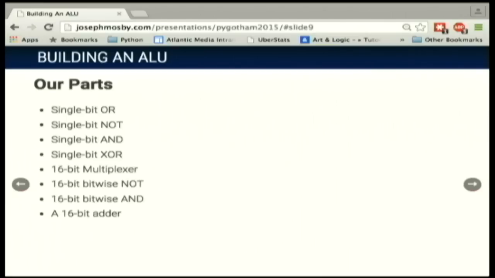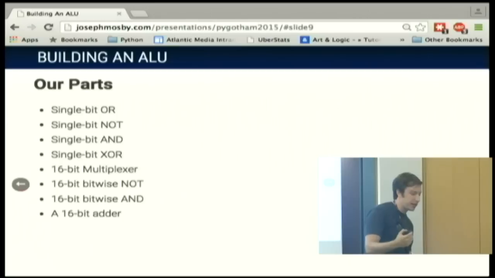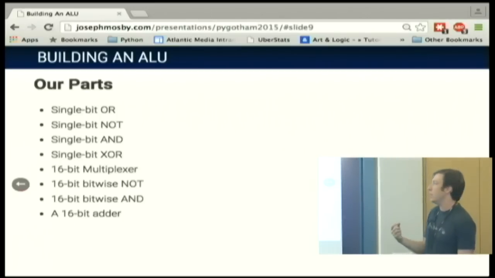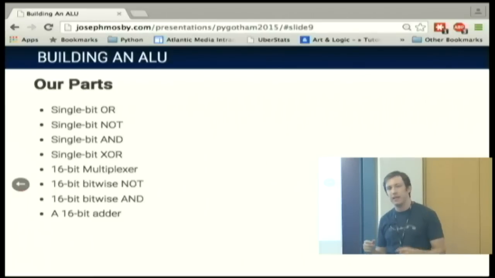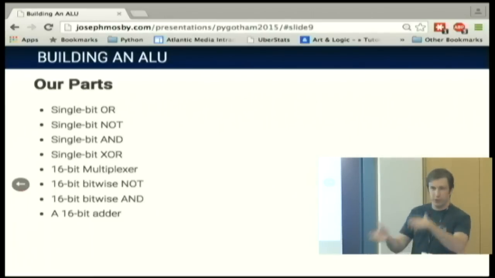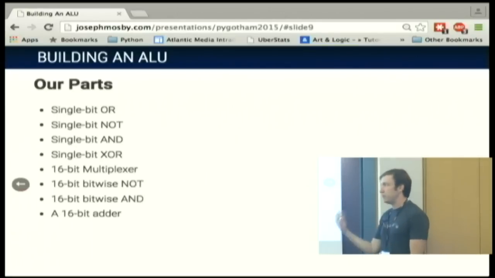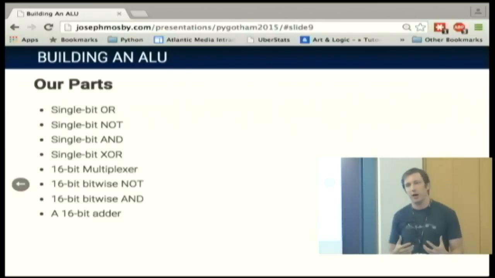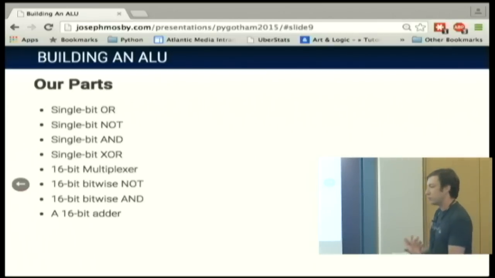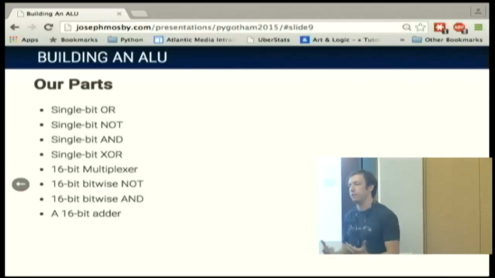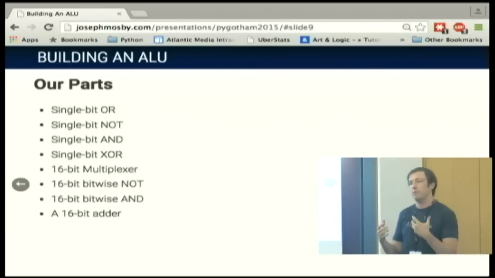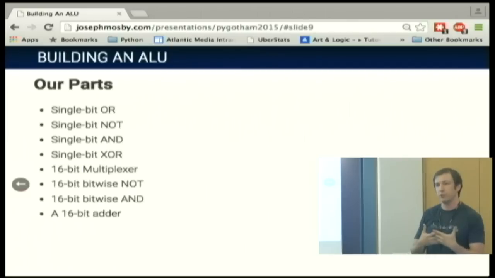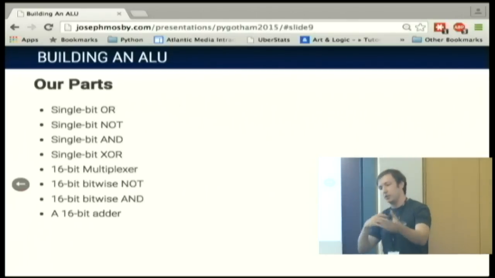The parts that we're going to build over the course of this talk: we're going to take a single bit OR. And much like the Python OR that we all are extremely familiar with, this one's going to say that if you have two values, each could be equal to 0 or 1. If either one of them is equal to 1, then the OR returns a 1. Same thing with NOT, as you would expect. XOR is something that, if you haven't dealt with much programming on this level, is basically saying that if the two values are equal to each other, then we say it's false, otherwise it's going to be a 1.